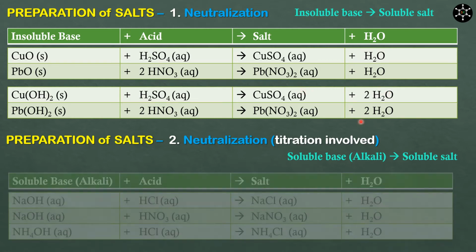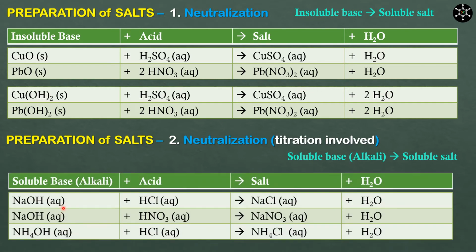Coming to the titration, sodium hydroxide and ammonium hydroxide are soluble bases, so they are also called alkali. When they are treated with acids, they form their respective salts and water. We know that more or less all salts of sodium and ammonium are soluble in water.